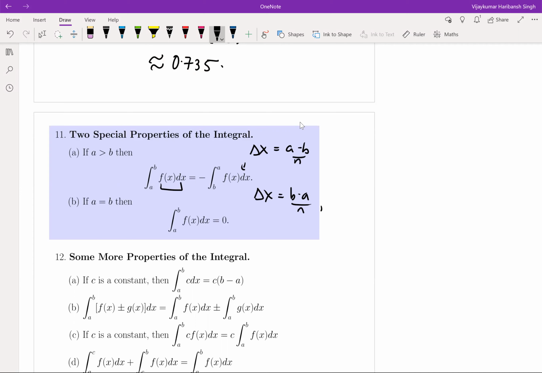So if you flip the integral, then you change the sign. Similarly, if a equals b, then the integral from a to b of f(x) dx is 0, because a and b are the same thing. You're finding the area under a point, which is going to be 0.